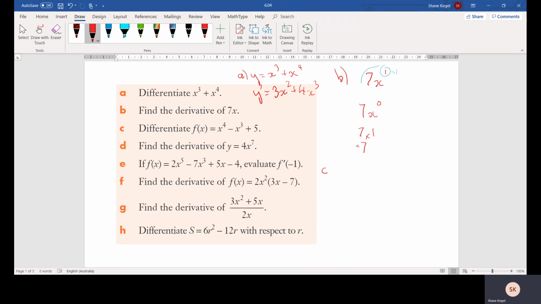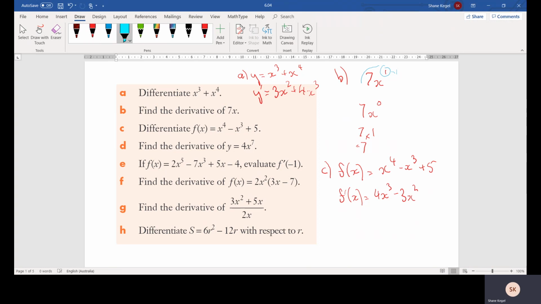Okay, part C. I'm given a function f of x equals x to the 4 take x to the 3 plus 5. We didn't touch on this either when we just have a single number. So therefore my derivative function f dash of x, I can do the first 2 terms pretty easy now that I know what I'm doing, 4x cubed minus 3x to the 2.